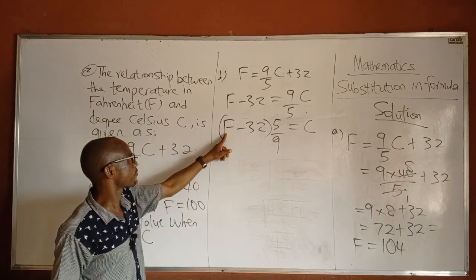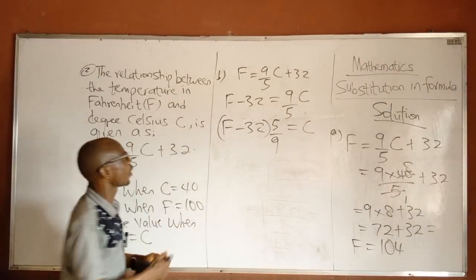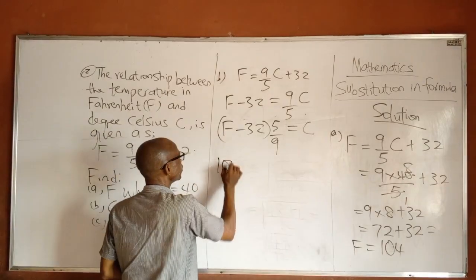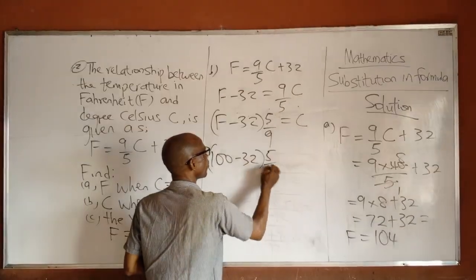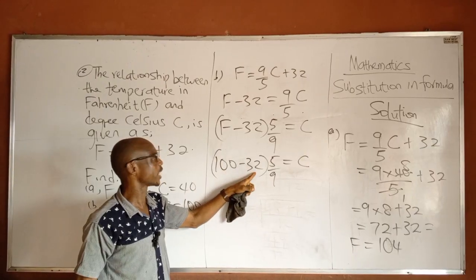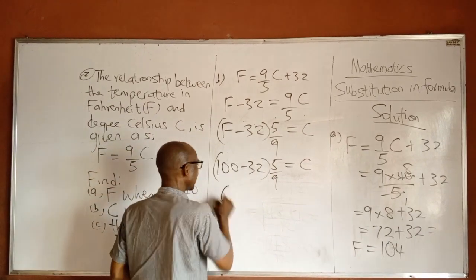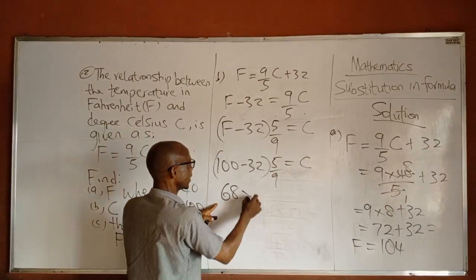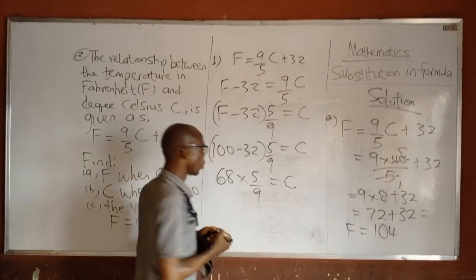Wherever we see F, we are going to replace it with 100. So F is now 100 minus 32, open bracket, 5/9 equal to C. 100 minus 32 will give us 68. So we now have 68 times 5/9 is equal to C.